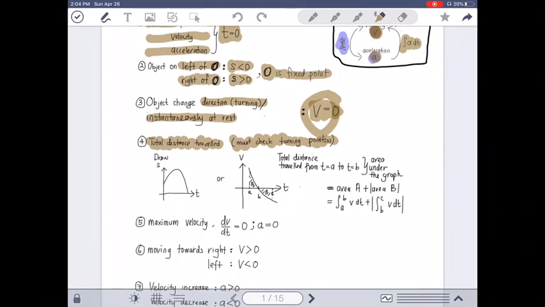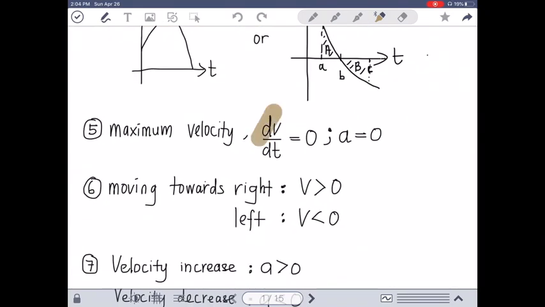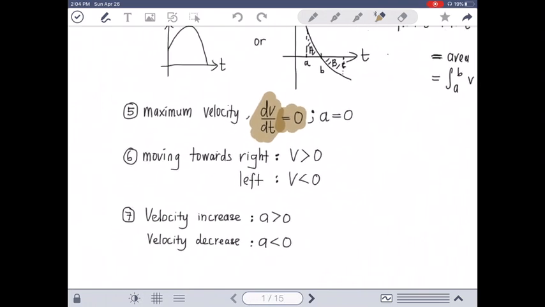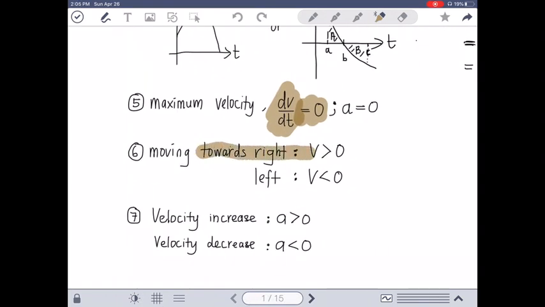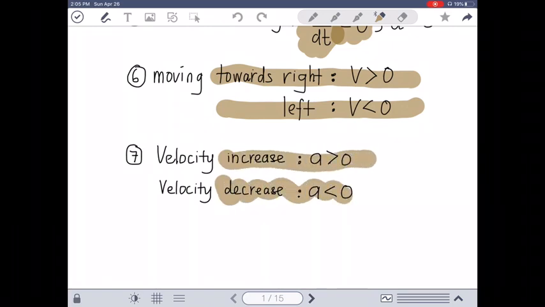There are a few methods that can be used to find total distance traveled. Maximum velocity, obviously dv over dt equals 0. Moving towards the right, the value of v is greater than 0. Moving towards the left, the value of v is less than 0. Velocity increases, a is greater than 0. Velocity decreases, a is less than 0. So a greater than 0 means the object is accelerating. A less than 0 we call decelerating.